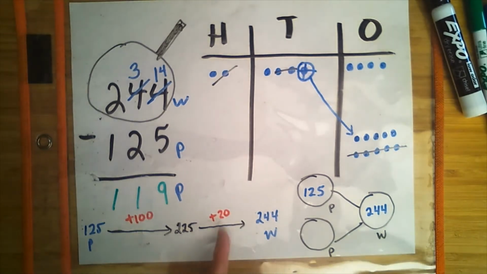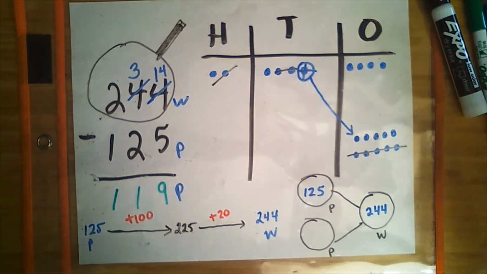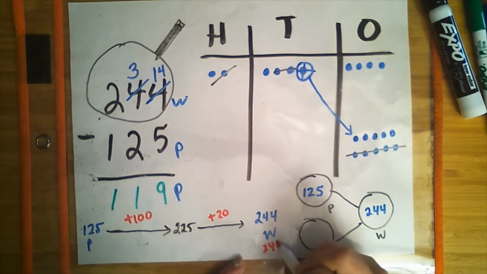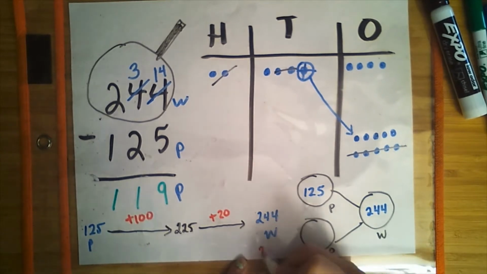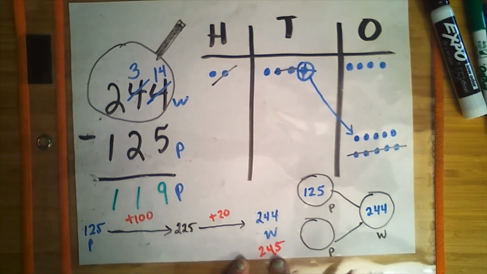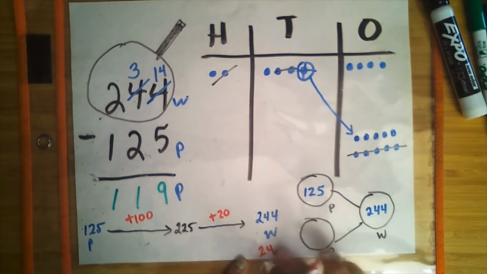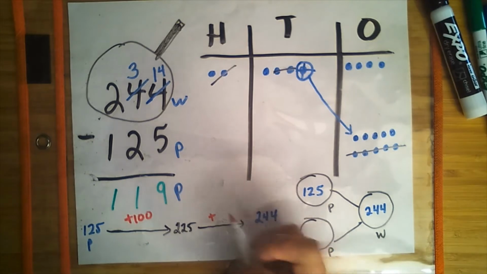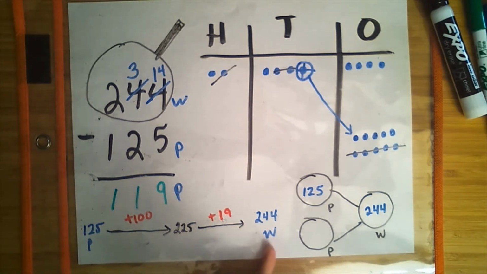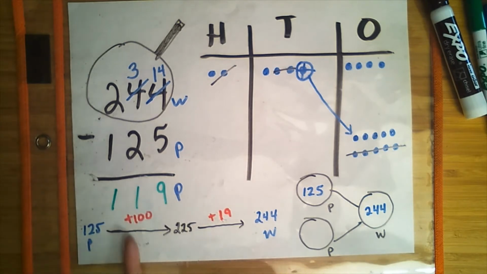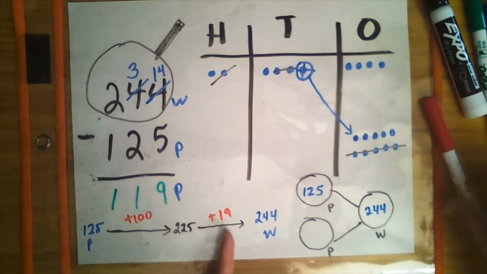225 plus 2 more 10s would be 245. That's far too much. So if it's 245, then I need to do 1 jump less. Oh, so then to get to 244, this would only need to be 19. Okay, so then I can do 100 jumps first and then 19 jumps, and that would bring me to 244.